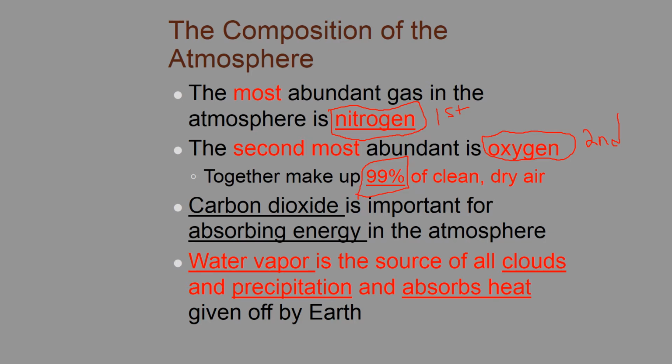Now, yes, carbon dioxide is important, but it's important for absorbing energy in the atmosphere, okay? For the absorbing of energy. Now, water vapor is the source of all the clouds. So that's in all the precipitation. And it also absorbs heat given off by the Earth. So the water vapor actually kind of cools it down a little bit.